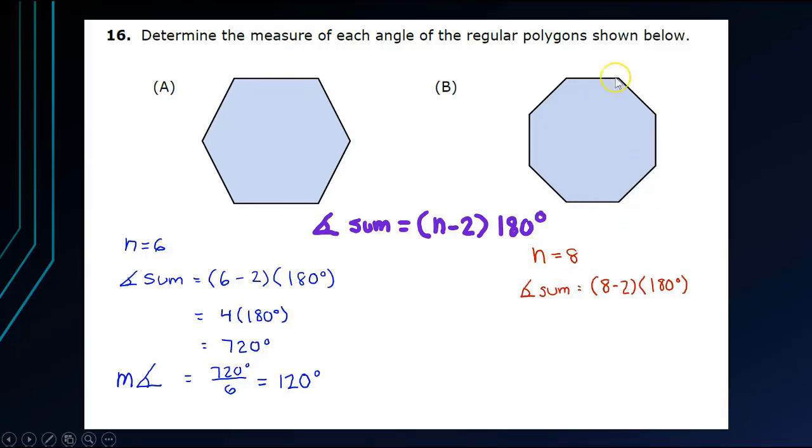When n is 8, for this octagon, I'm going to have 6 times 180, which is 1080 degrees, and divide that by 8, I get 135 degrees. So each one of these is 135 degrees.